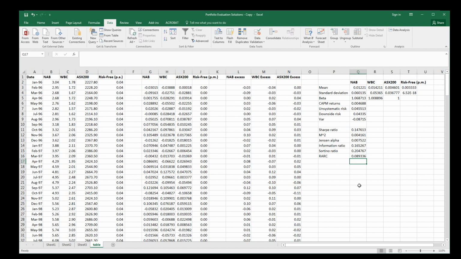That's the result. So now I have shown you how we can calculate these portfolio performance measures for National Australia Bank. The solution that I will upload in Blackboard will contain the results for the other bank as well, and you will be able to compare the results.